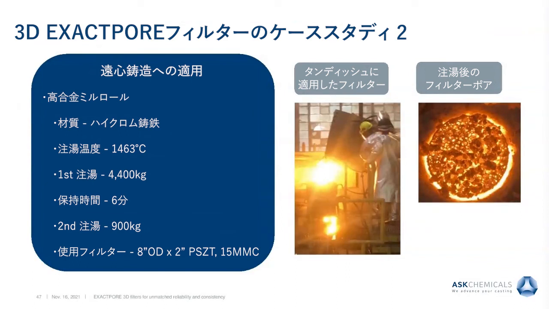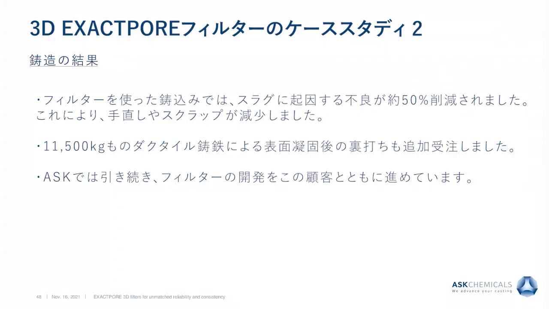11,700 pound casting. If you look to the right, you can see the 8-inch 15 mmC filter after pour. There was a lot of oxides, inclusions, and slag that were trapped on top of the filter that was removed from the pouring system. The filtered casting experienced approximately 50% reduction for slag inclusion indications, resulting in less rework or scrap.